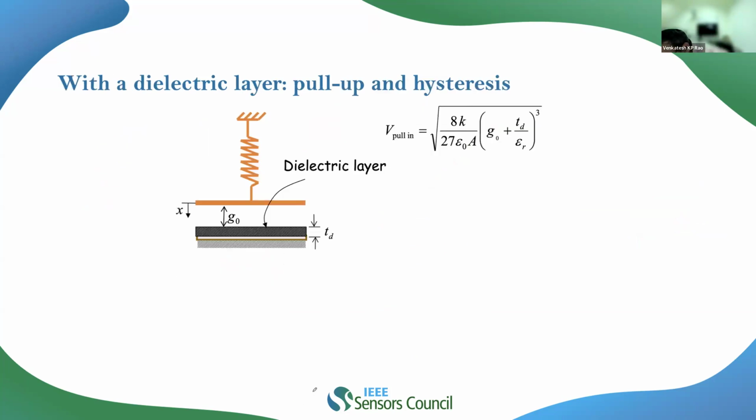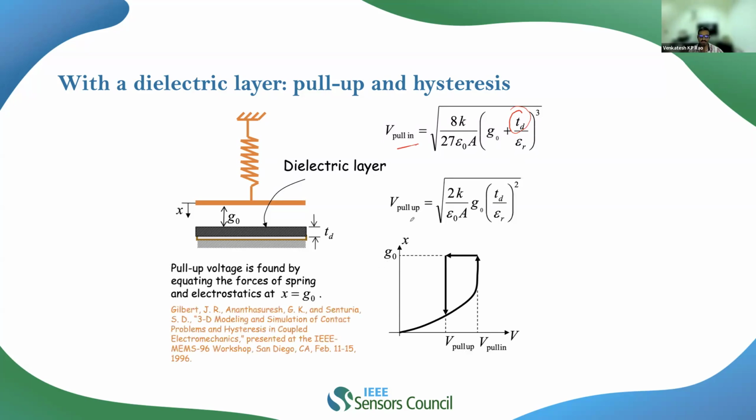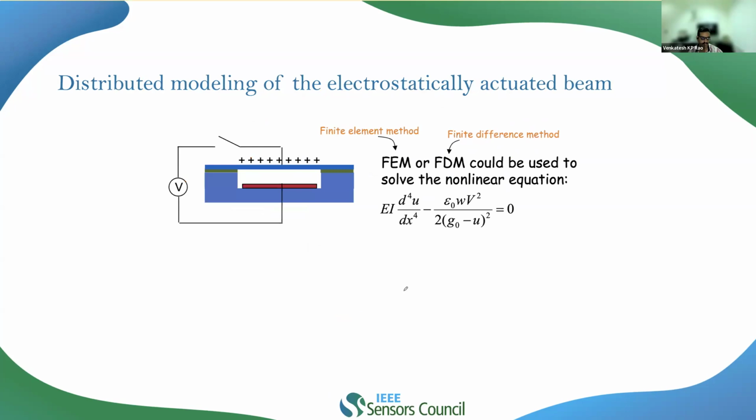On the other hand, one can also get the pull-up voltage, for which we would require a dielectric material. So if TD is the thickness of the dielectric material, then the pull-in voltage is given by this, and the pull-up voltage is given by this. The details you can always go through in the Prasanna Suresh book, or if you wish, you can always write back to me. I can send you the derivation. That's not a problem, right?